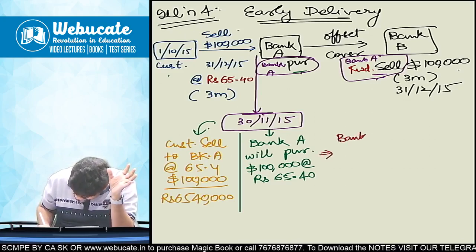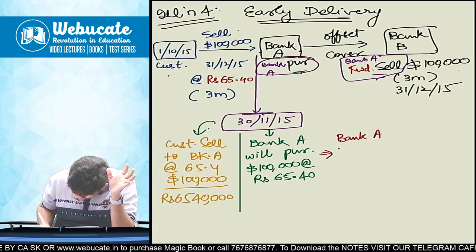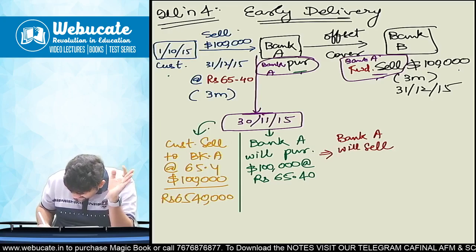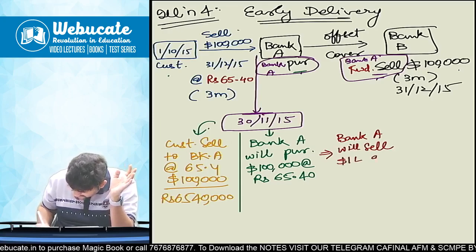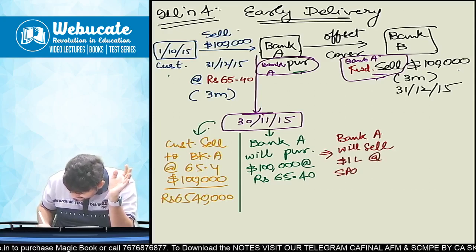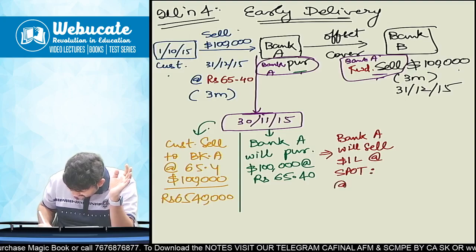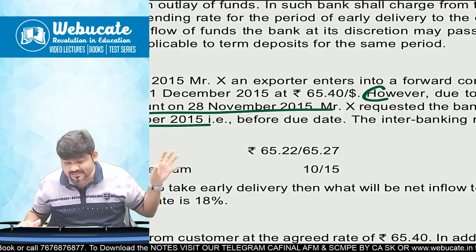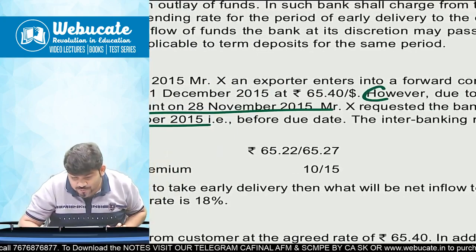Bank A will sell $1 lakh at spot. What is the spot rate, guys? Is the spot rate given? Yes, it is given. But there are two spot rates available.